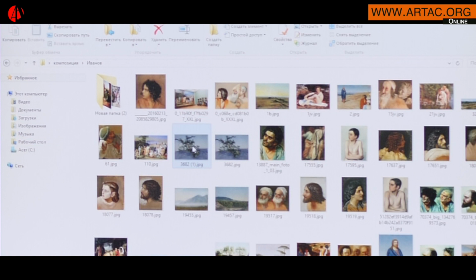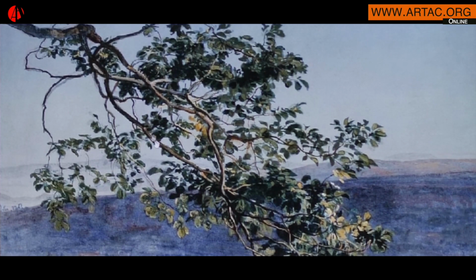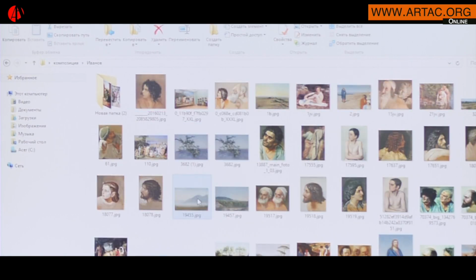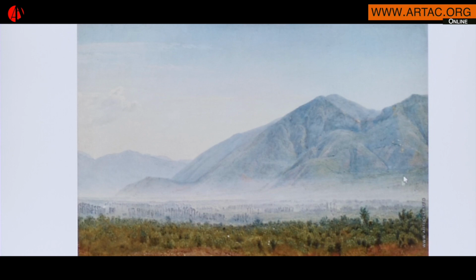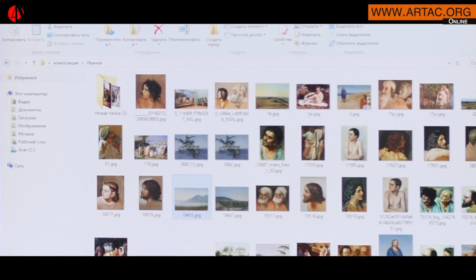He was even making small sketches of a tree. It was very important to find the character of the mountain, of the tree. So he would work on each separate piece. So we've got these landscapes.